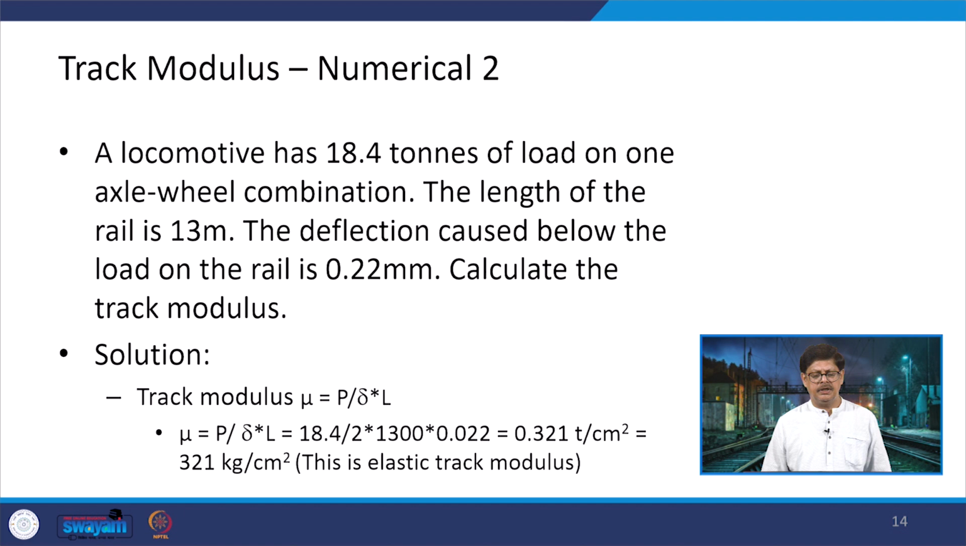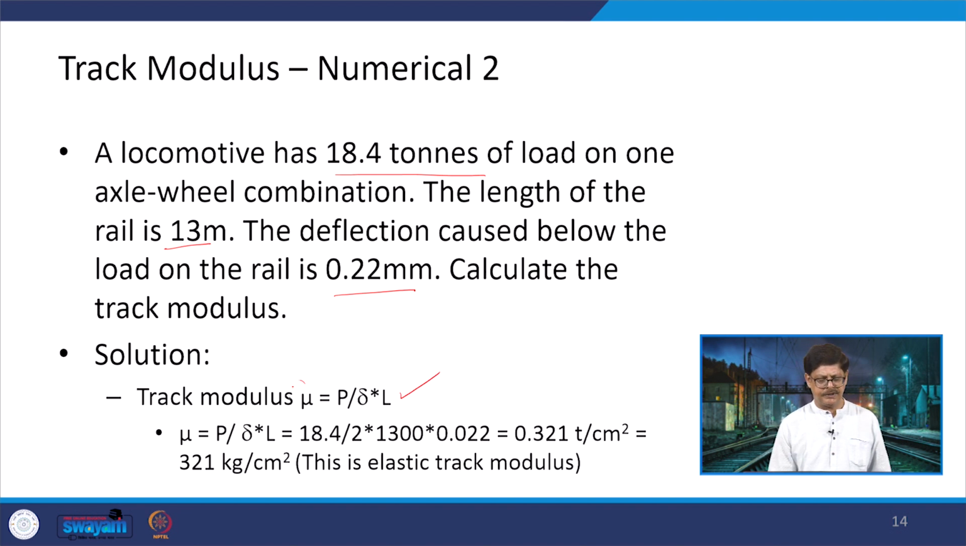Let us have another numerical here. Here the locomotive has 18.4 tons of load on one axle wheel combination. The length of the rail is 13 meters. It is a broad gauge track. The deflection caused below the load on the rail is 0.22 mm. Calculate the track modulus. So, here again the formula we are going to use is the same.